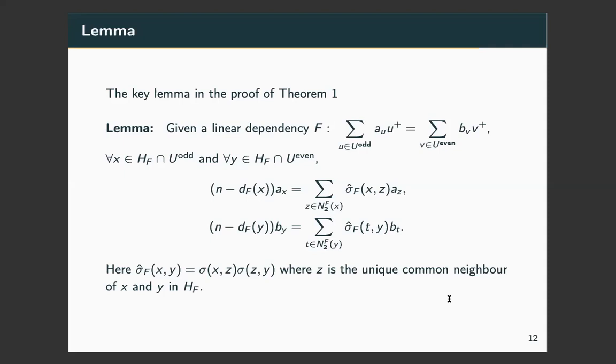We need the following lemma for the proof of our theorem, which states that given a linear dependency F, which can be expressed as a linear combination of odd vertices on the left and even vertices on the right, we can say that for all odd vertices x in the subgraph H_F, (n minus the degree of x in the subgraph) times the coefficient a_x is equal to the coefficient a_z summed over the second neighborhood z, weighted by the signature of the unique path from x to z. The signature of this path is given by the product of the signatures of edges that form the path. A similar statement holds for even vertices as well.